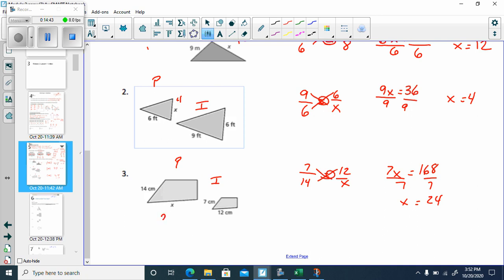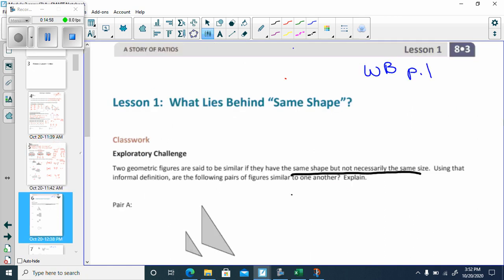Now let's see if that makes sense. 7 is half of 14, 12 is half of 24. That does make sense, okay? So those were just warm up. Let's go to the actual workbook. This is workbook page 1, okay?